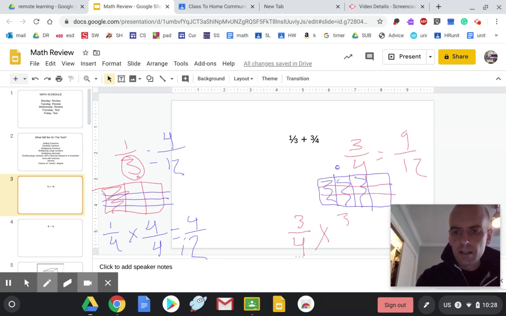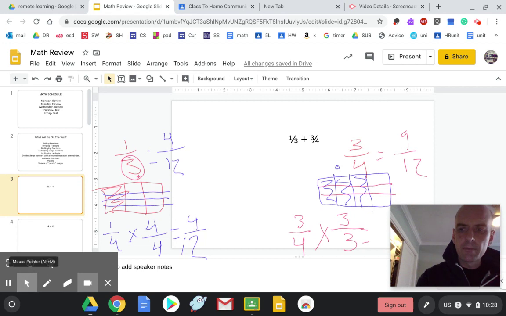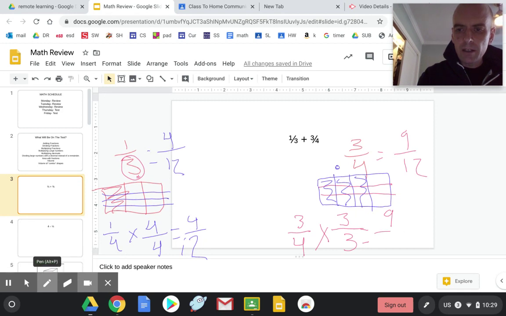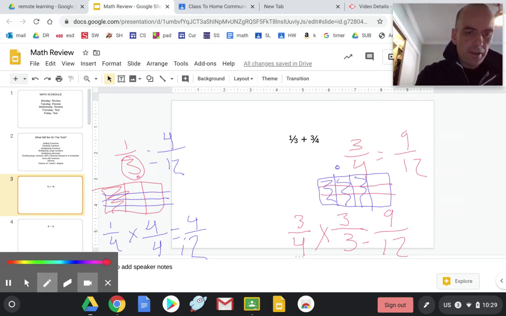So 3/4. Let me split both the numerator and the denominator. So 3/4 times 3 over 3 is 3 times 3 is 9, 4 times 3 is 12, is 9/12. Then I can add them together now because they have the same denominator.